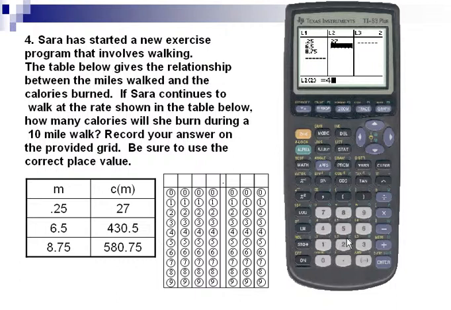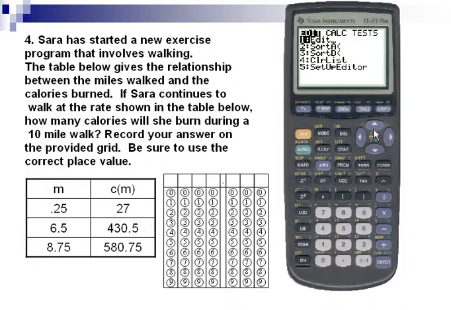27, enter, 430.5, enter, 580.75, enter. Stat, over to calculate, number 4, our linear regression. Notice that our R value is not exactly 1 because this is a line of best fit, but it is very, very close.